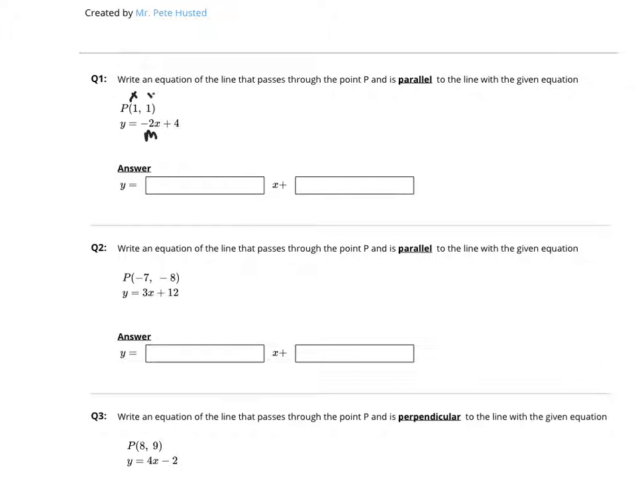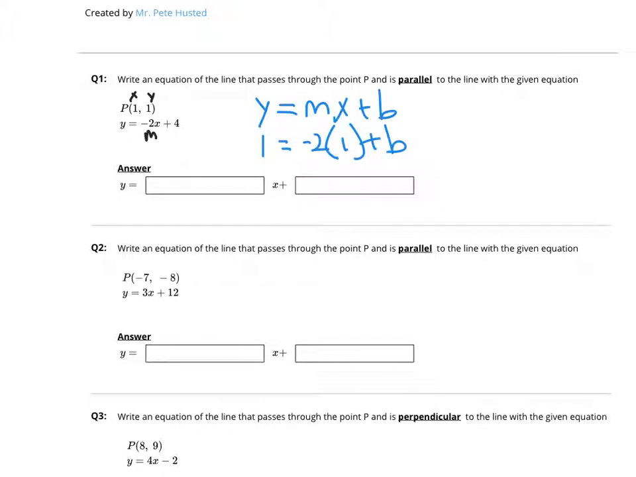Here's an x and a y. They're going through that point. So what we want to do, remember, is go y equals mx plus b. And we want to plug in what we have. So y is 1, m is -2 times x, which is 1, plus b.